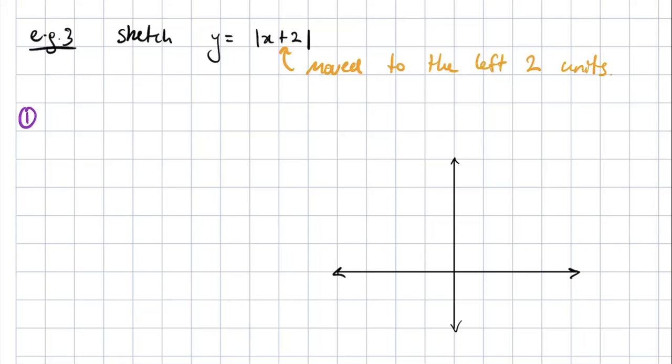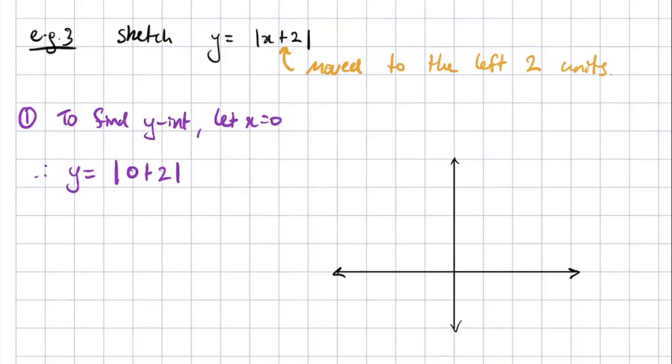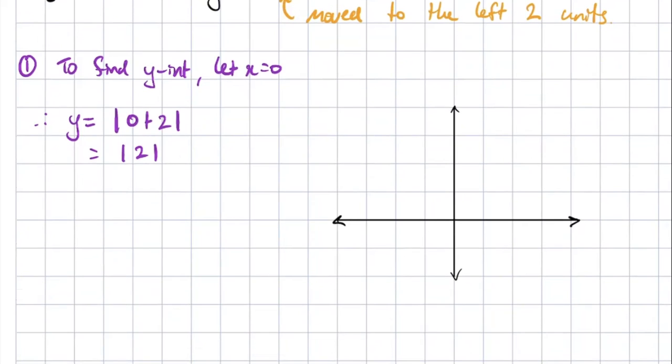Just like last time, step 1, we're going to find our y-intercept. To find the y-intercept, we let x equals 0. So therefore we have y equals the absolute value of 0 plus 2, which just gives us the absolute value of 2. And remember, the absolute value of 2 is just 2 itself. So our y-intercept is equal to positive 2.